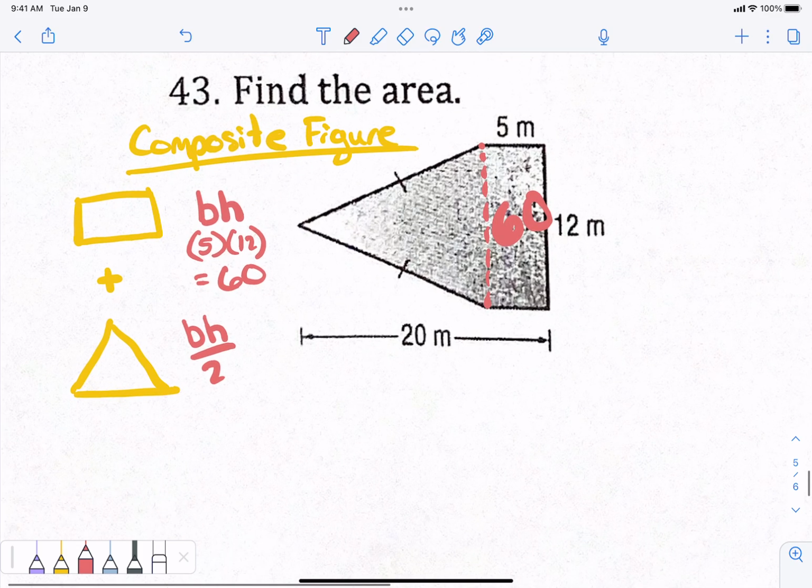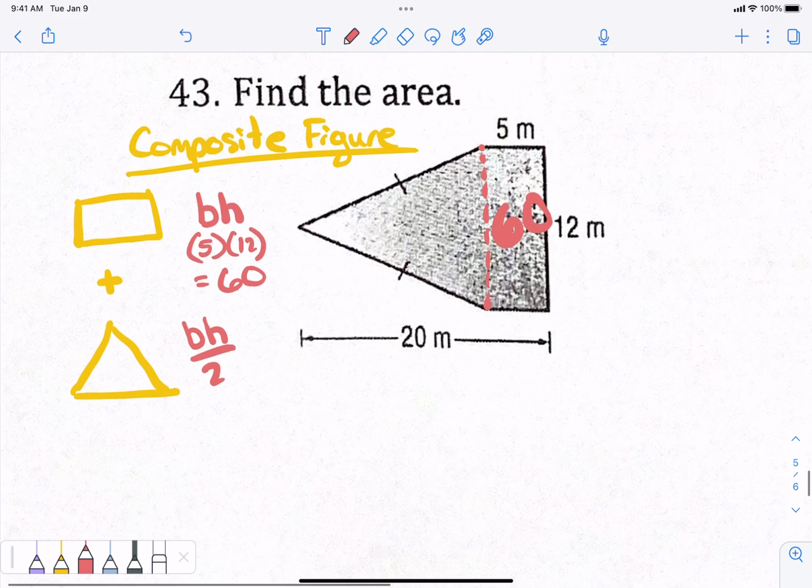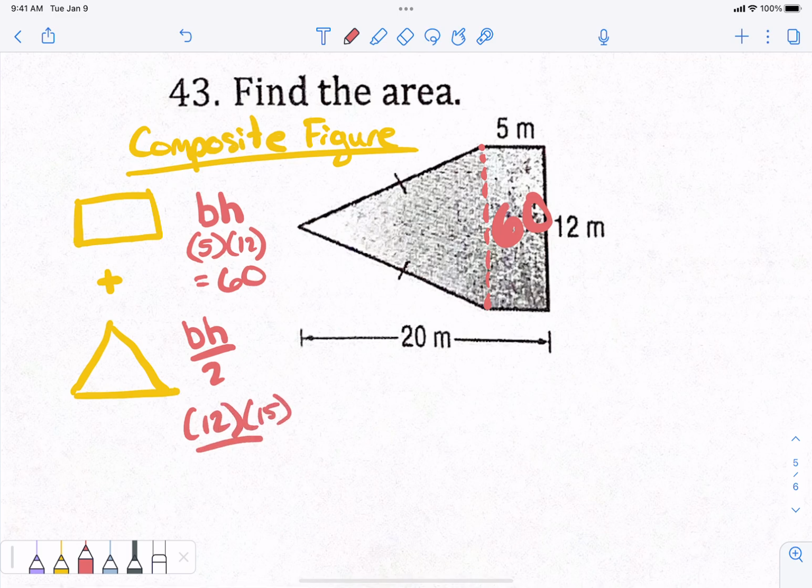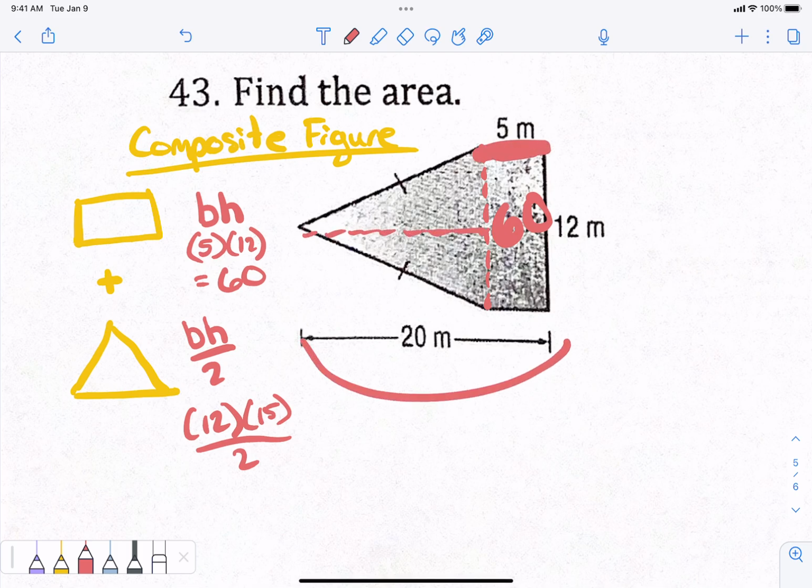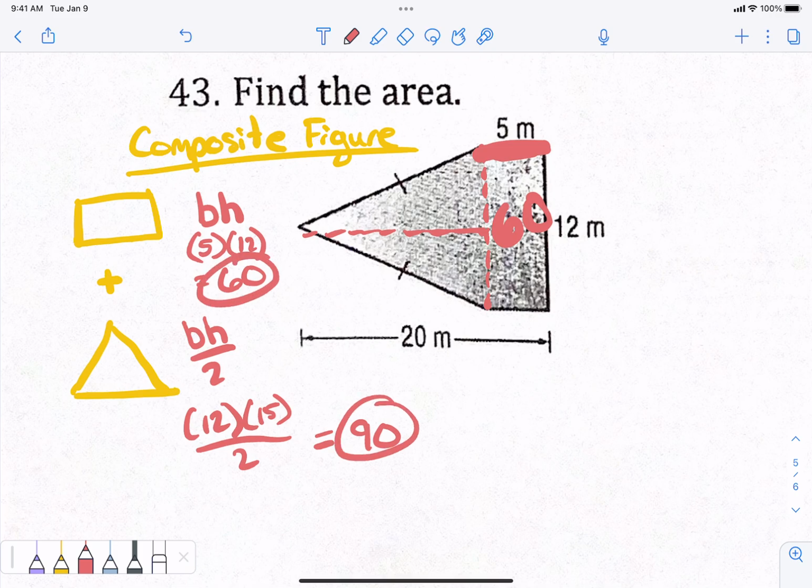Now the area of the triangle, we have base times height divided by 2. What's the base of that triangle? The base is 12. The height would be 15. Do you see how she gets 15? Because 5 is here, and then the rest of this would be 15 because that's 20. So 15. 12 times 15 divided by 2 is 90. Yes.